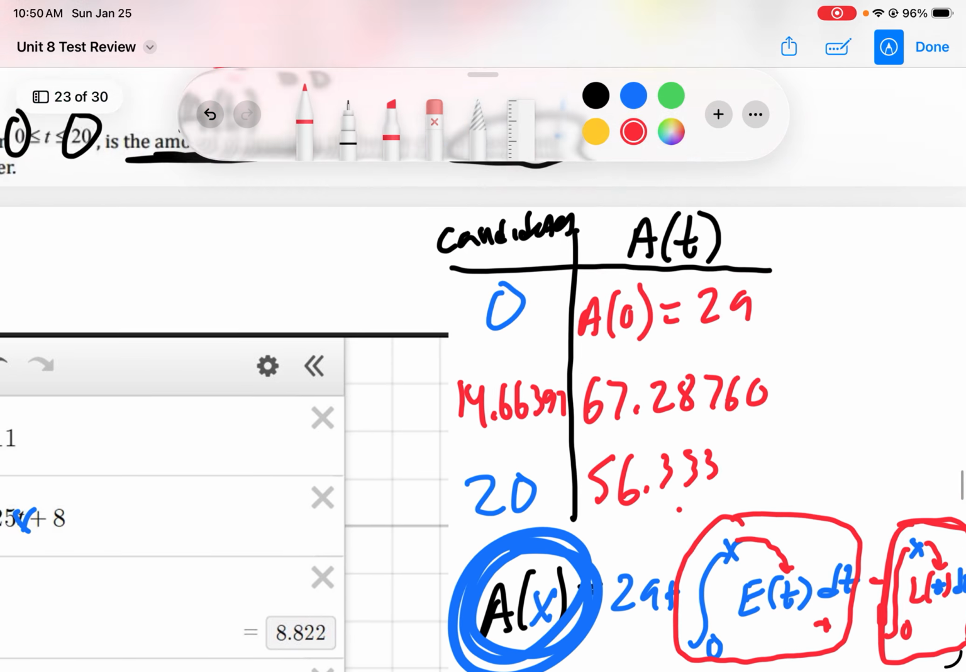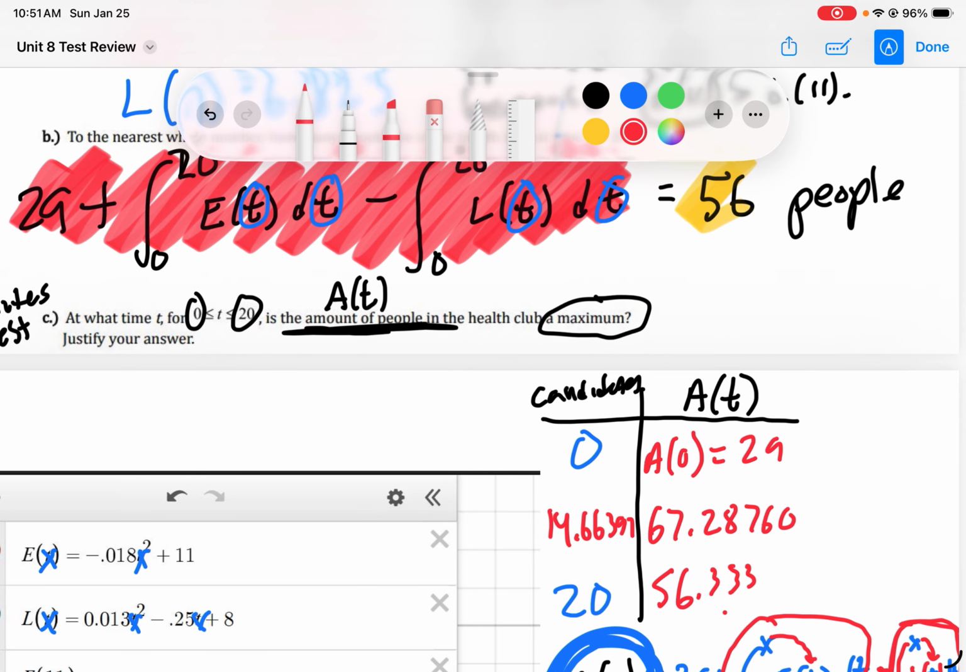It wants to know the amount of people in the health club when it's at maximum. So is the amount of people at what time? So it wants to know the time at t equals 14.6639. The amount of people in the gym was at its max. And its maximum was 67 people. But I didn't write that because I didn't ask.